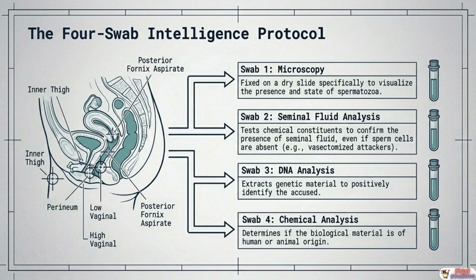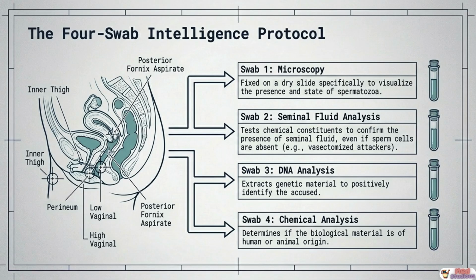Swab 1 is prepared for microscopy, fixed immediately on a dry glass slide to preserve cellular morphology for direct microscopic visualization of spermatozoa, their presence, count, motility status, and structural integrity. Swab 2 undergoes seminal fluid chemical analysis. This swab tests for the biochemical constituents of seminal plasma, most importantly, acid phosphatase, choline, and prostate-specific antigen. This analysis confirms the presence of seminal fluid even in cases where no spermatozoa are visible, critical when the attacker has undergone vasectomy or has primary azoospermia.